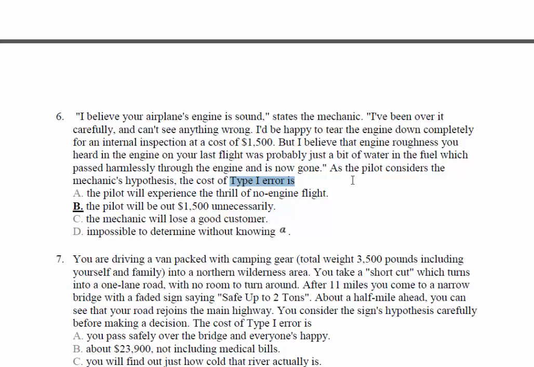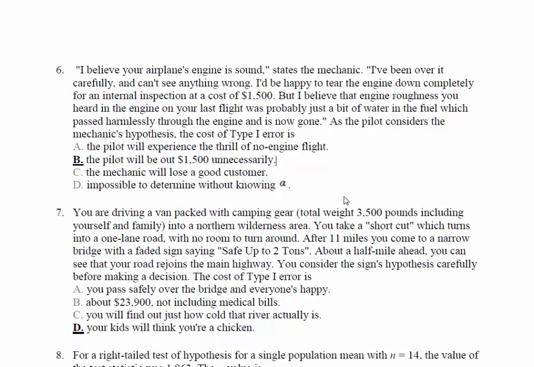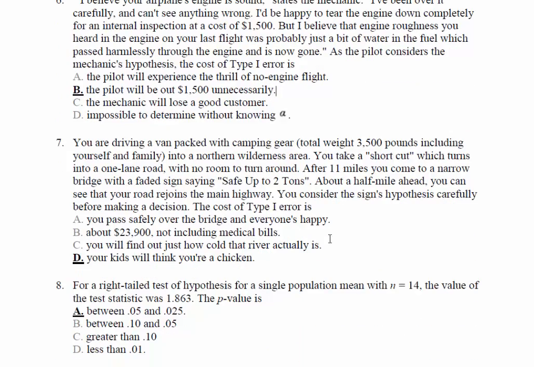$1,500. Of course, we know the airplane is fine, so after the inspection is done, he will find out that there's nothing really wrong. So therefore, B: the pilot will be out $1,500 unnecessarily, and that is the consequence of type 1 error, right? And the rest is just simply not true. Okay. Next question, number 7.